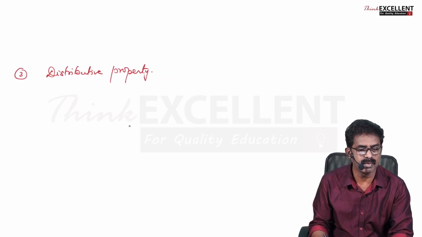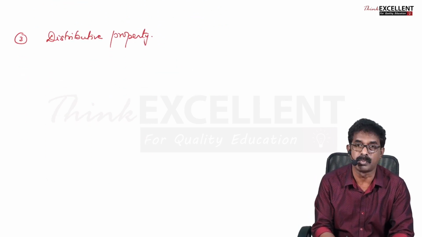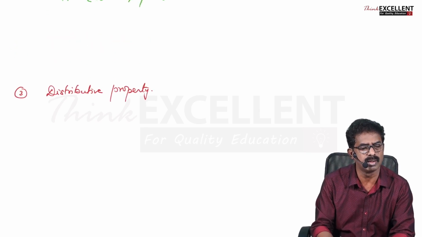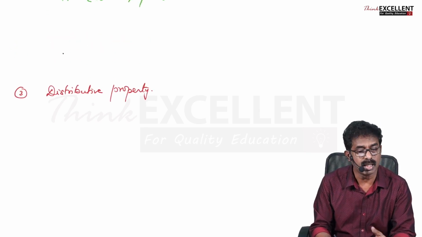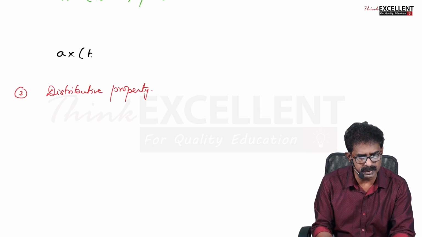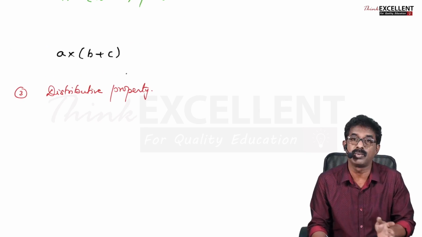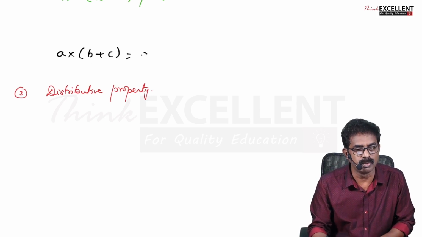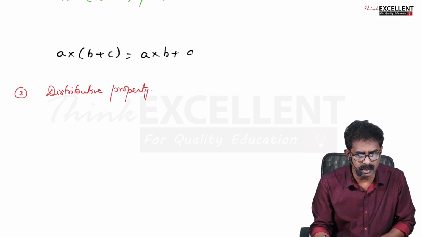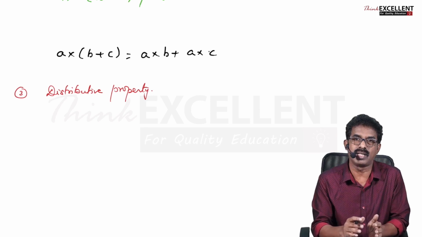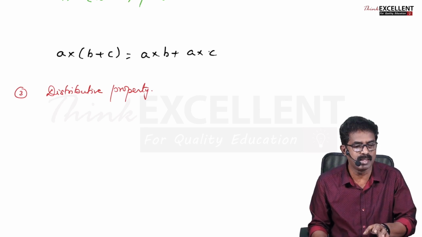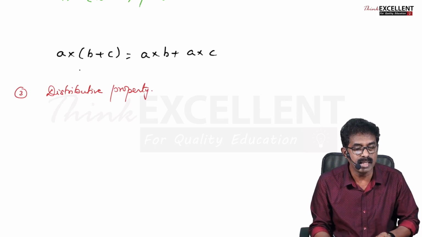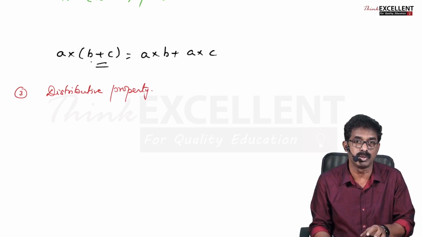So the next property, we call it what? Distributive property. Distributive property means, look here, in algebra, suppose A into B plus C. How can you write this A into B plus C? You can expand it, right? You can write it as A into B plus A into C. This only we call distributive property. What is happening here? Multiplication is distributive over addition.